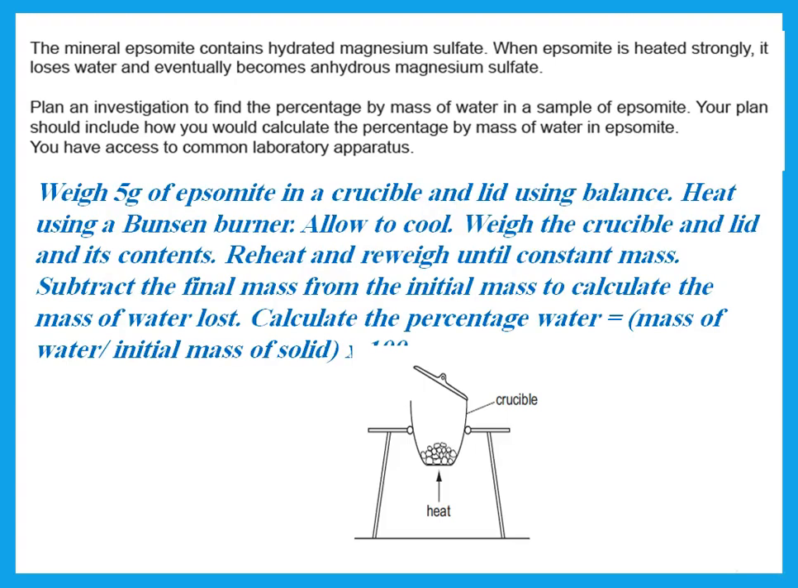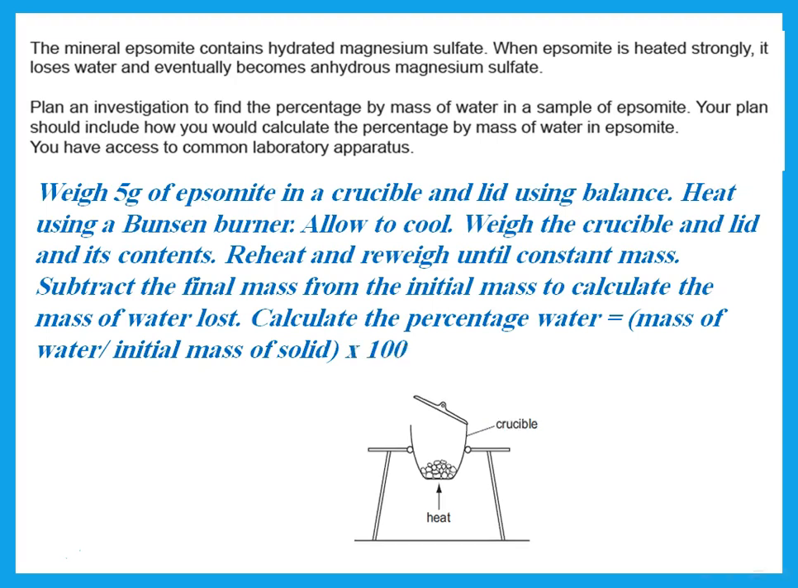Of course, what we do is we weigh a certain amount in a crucible and lid using a balance, heat using a Bunsen burner, allow to cool, weigh the crucible and lid, and as before, we keep reheating and reweighing until constant mass. Subtract the final mass from the initial mass to calculate the mass of water, and the percentage would be the mass of water over the initial mass times 100.